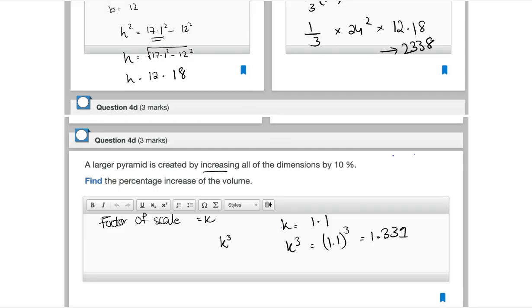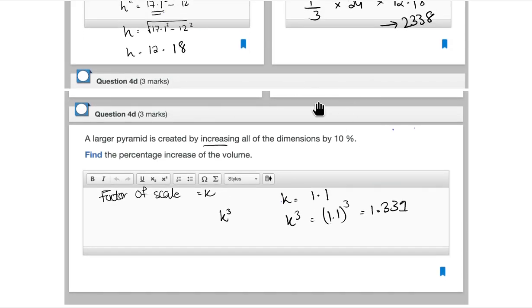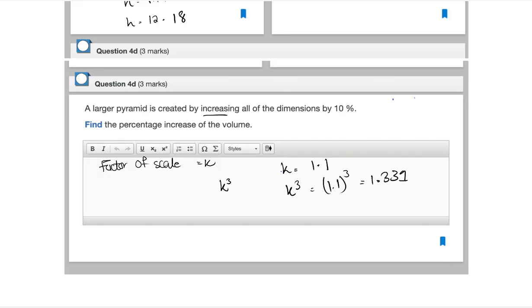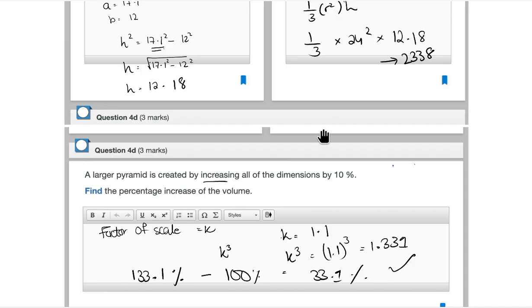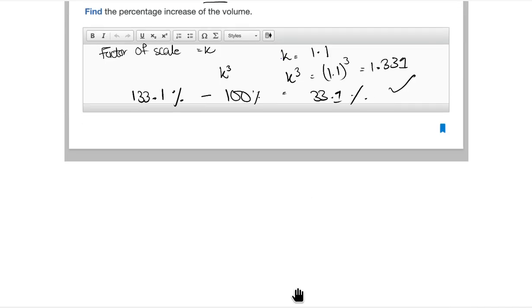Now, logically speaking, by default, the original percentage was 100%, and 1.331 becomes 133.1%. If we want to find the percentage increase, we can write 133.1% minus 100%. This becomes 33.1%. So that would be your answer. So if dimensions increased by 10%, there would be a 33.1% increase in this value.